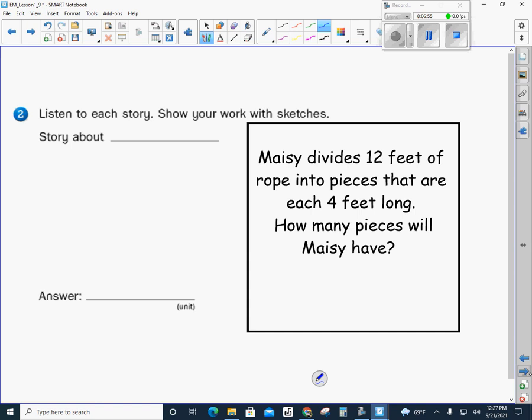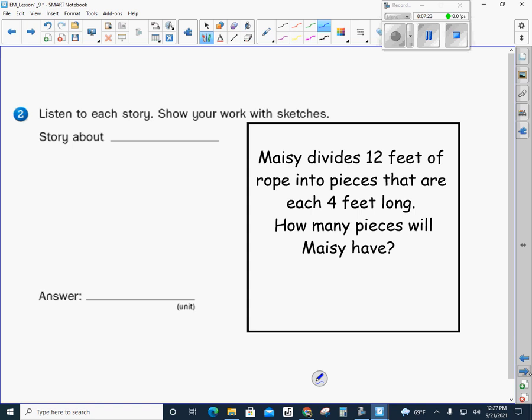So in the number 2 space, Macy divides 12 feet of rope into pieces that are each 4 feet long. How many pieces will Macy have? So again, Macy's dividing up 12 feet of rope into pieces that are each 4 feet long. I want to know how many pieces will Macy have. Pause the video and see what you can do with this problem.